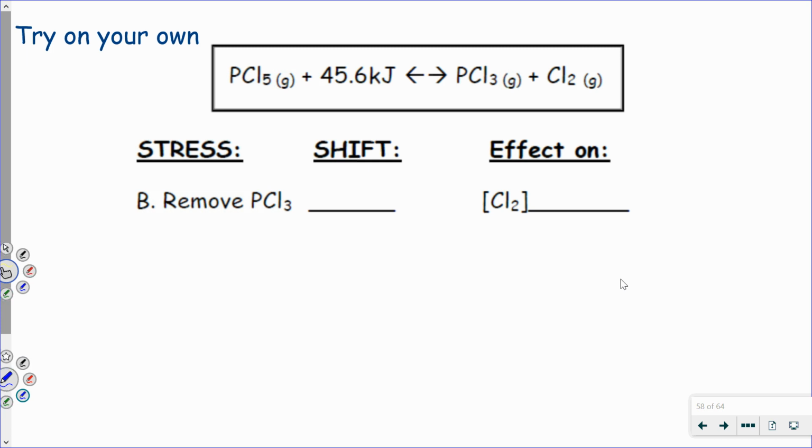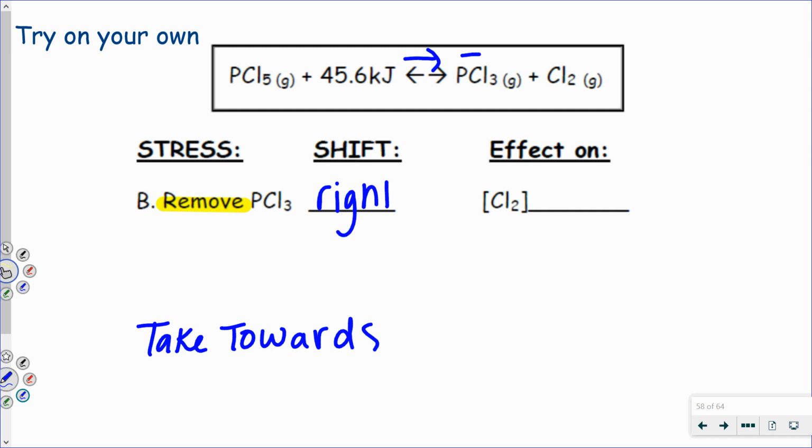All right, so I'm dealing with concentration, so I can use add away and take towards. Well, I'm removing, so that's taking away. So that means take towards. I'm removing PCl3, so I'm going to make a minus sign over the PCl3 to show I'm removing it or taking it away. And that means the new arrow I draw over my old arrows has to point towards it. Make sure you're always drawing your new arrows over the old ones, not shifted over somewhere else. So my new arrow has to point towards what I took away, which would mean to the right. So that's a right shift.